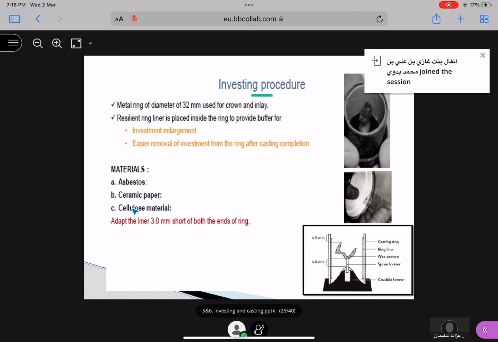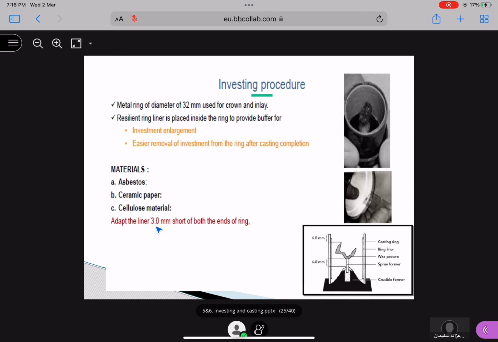Materials, you can use asbestos, you can use ceramic paper, you can use cellulose material, and you have to adapt the liner that is 3 millimeters short of both the ends. And if you see here, this is ring liner here and here. So if you see, it is short 3 mm from here and 3 from here. First, take the ring, put the ring liner there.